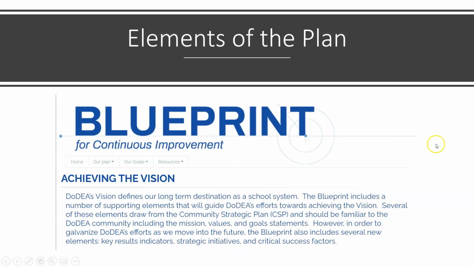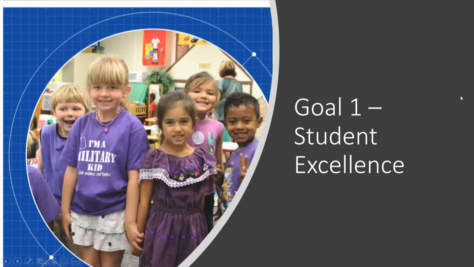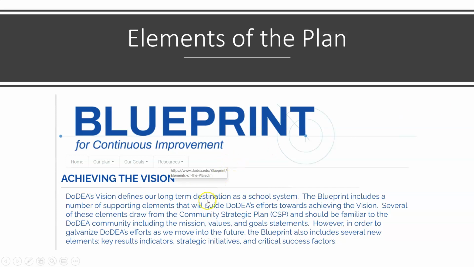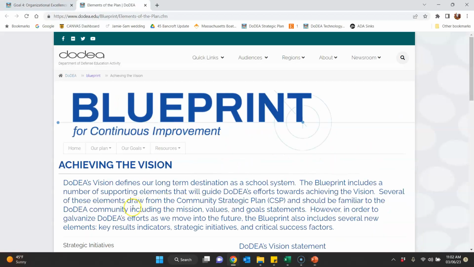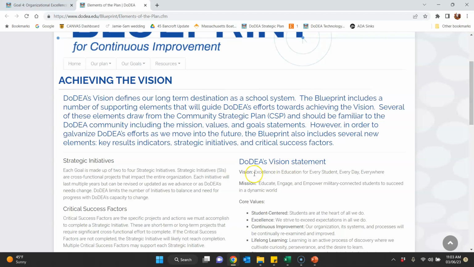So the elements of the plan, again, are achieving the vision. And this vision is defining the long-term destination as a school system. The vision statement is excellence in education for every student, every day, everywhere. So the first paragraph describes how they came with this vision, and you notice that the vision statement itself is short, and that's really how it should be written.